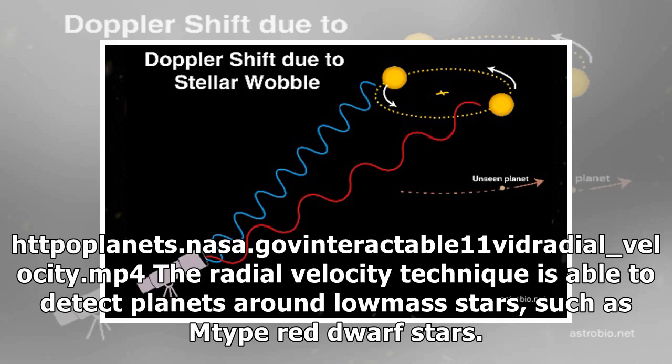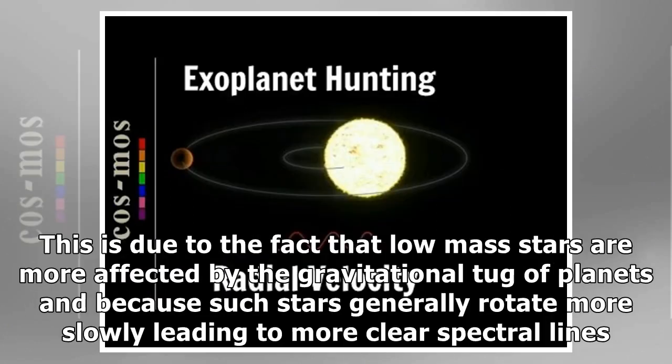The radial velocity technique is able to detect planets around low-mass stars, such as M-type red dwarf stars. This is due to the fact that low-mass stars are more affected by the gravitational tug of planets and because such stars generally rotate more slowly, leading to more clear spectral lines.